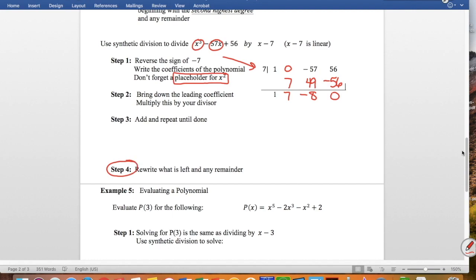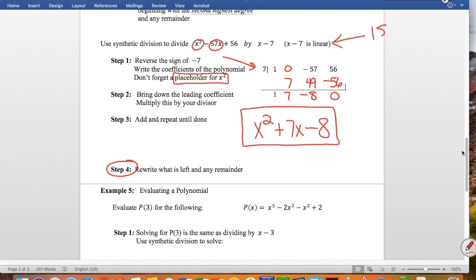Here's our big step. Rewrite what is left and any remainder. So I started with an x cubed. My x cubed is now gone. So my 1 is a coefficient of x squared. My 7 is a coefficient of x. My negative 8 is my constant. I have no remainder, so that is my answer. So this also means that x minus 7 is a factor of the polynomial x cubed minus 57x plus 56. So if we were to factor that polynomial, x minus 7 would be one of those factors we would factor out. Okay?